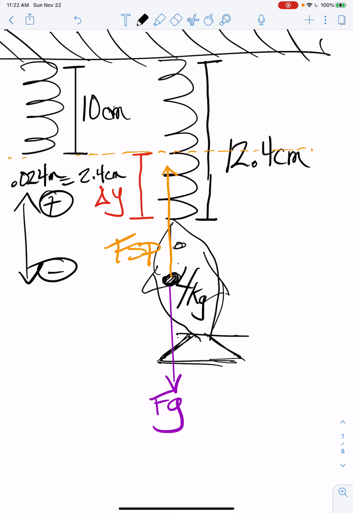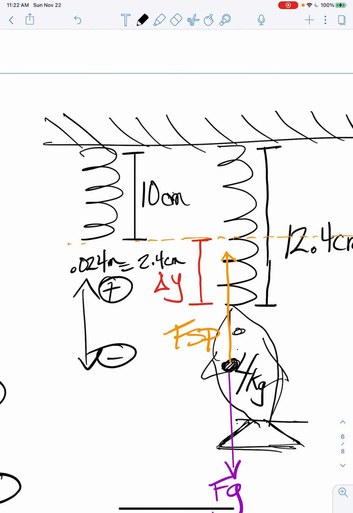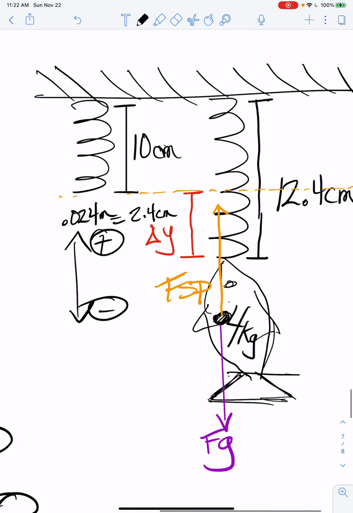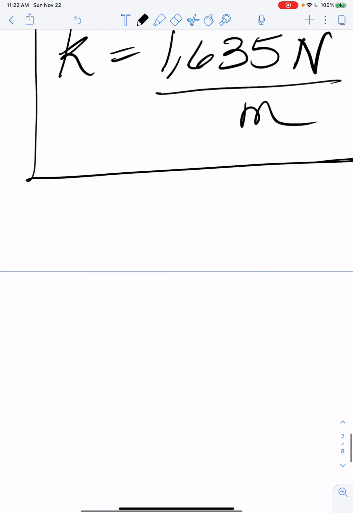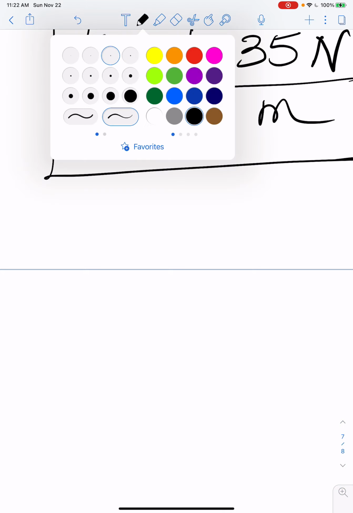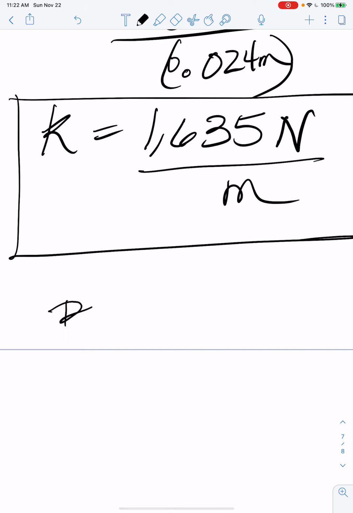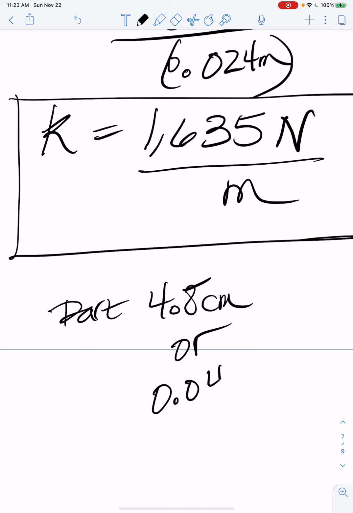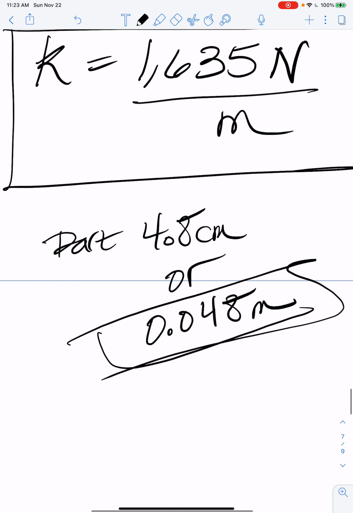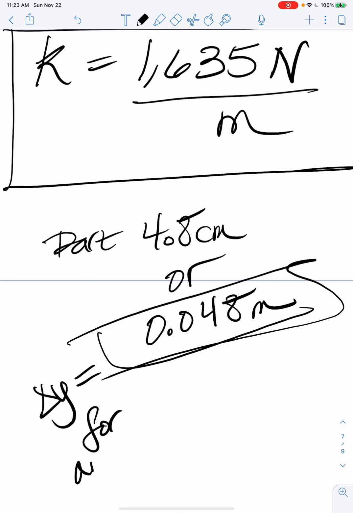So if the force spring is twice as large, then what happens to delta y? Force spring is twice as large, so delta y is twice as large. We know the answer for part B is going to be, we said that was 2.4, so it's going to be 4.8 centimeters, or 0.048 meters is our new delta y for an 8 kilogram fish.